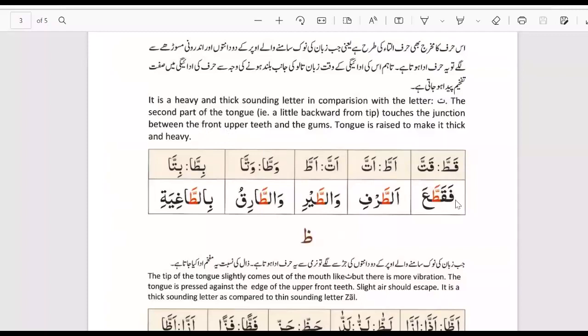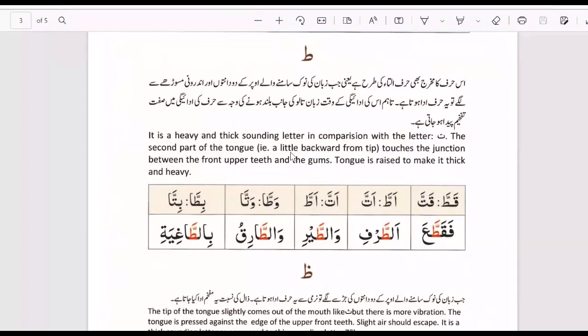Atta, faqatta, atta, at-tarfi. At-to, wat-toiri, wat-to, wat-toriku, bitta, bit-toriyati. So this is one of the mispronounced letters.